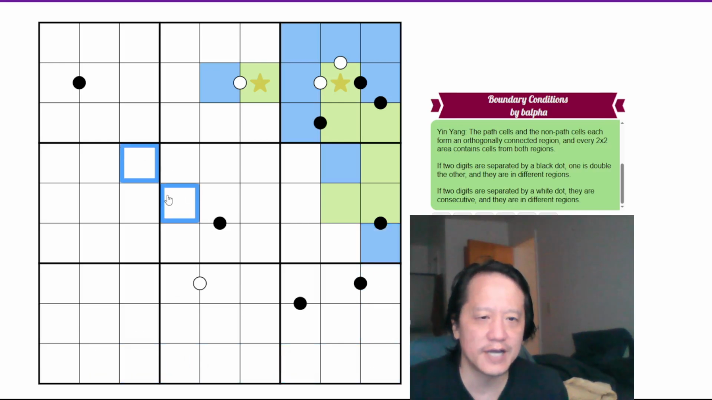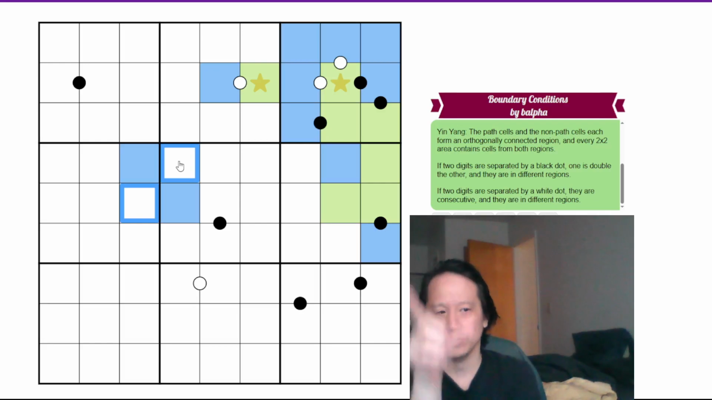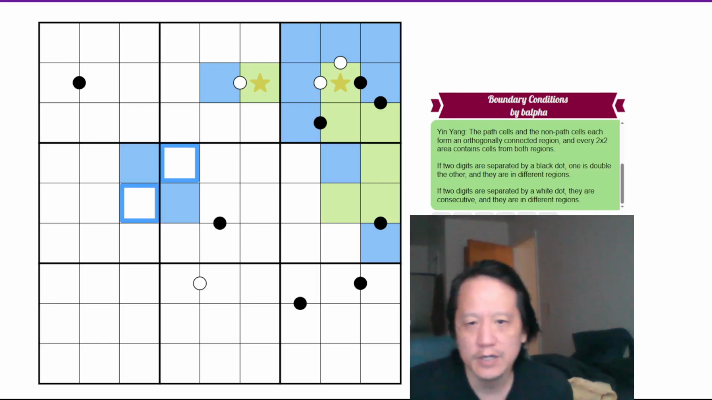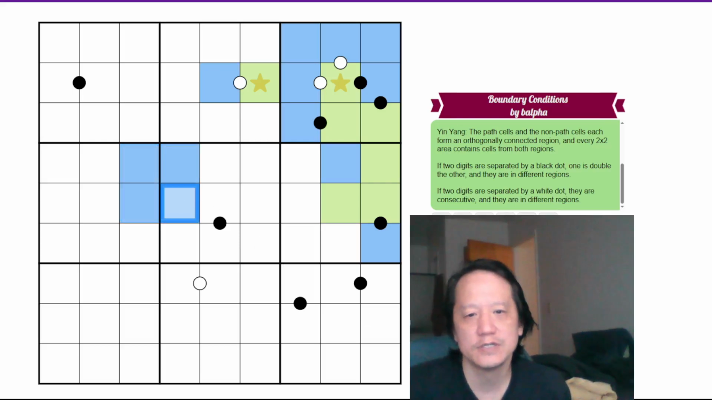Also, if you have a diagonal that is the same shade, the other diagonal cannot be the same shade, whether it's blue or it's matching shade or it's the opposite shade. And the reason why it can't be a matching shade is obviously you have a 2x2 area which does not contain the other region. And every 2x2 area contains cells from both regions. Oh, I forgot to use that as an example. Anyways.